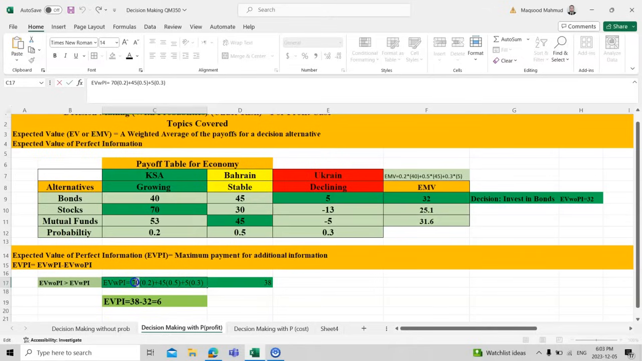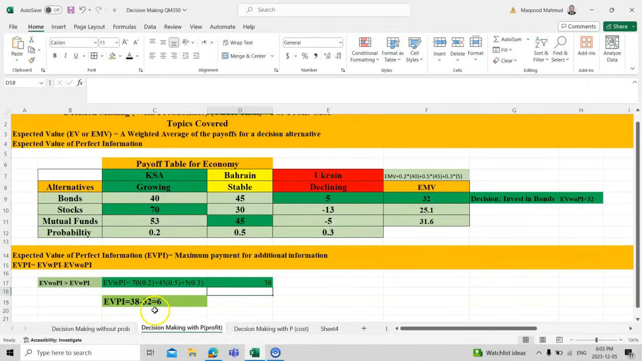So in Saudi Arabia, this is 70 multiplied by the respective probability. In Bahrain, the maximum is 45 and the respective probability is 0.5. And for Ukraine, the maximum profit is 5 and the respective probability is 0.3. So in every case, I chose only one; I did not choose all. When I did this calculation, I got my expected value, EV, with perfect information.